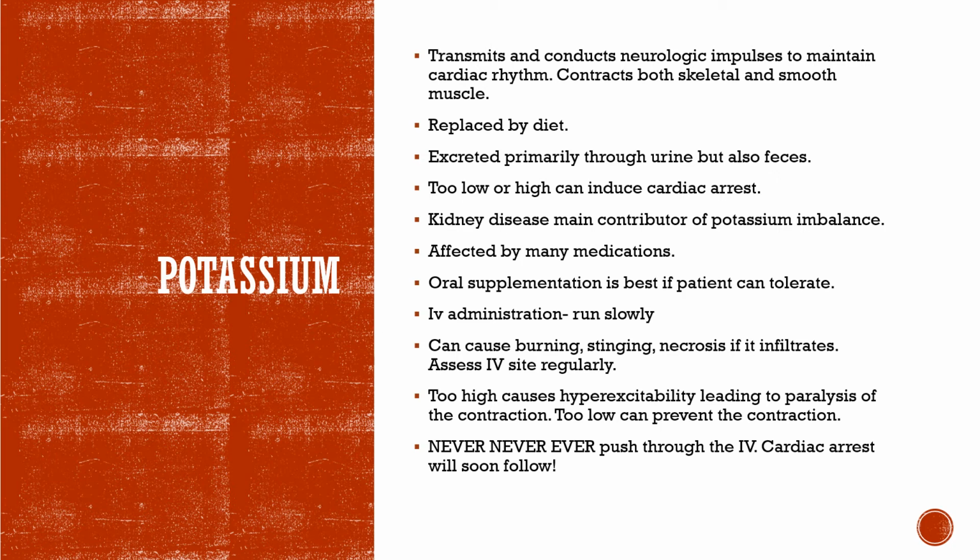It's typically given in 20s and 40s in a bag. If you have a bag of 20, it's usually mixed in a bag of NS, 200 mils, and you'll give it over 2 hours. That's pretty standard. If you've got 40 milliequivalents, you'll give it in 400 mils over 4 hours. Those come pre-mixed to you from the pharmacy generally.